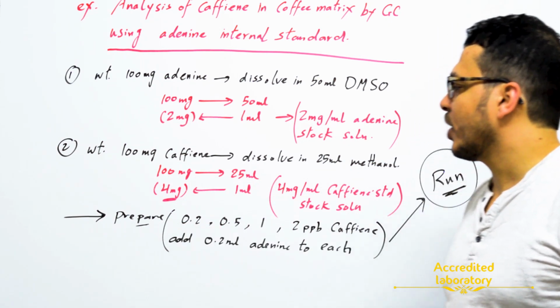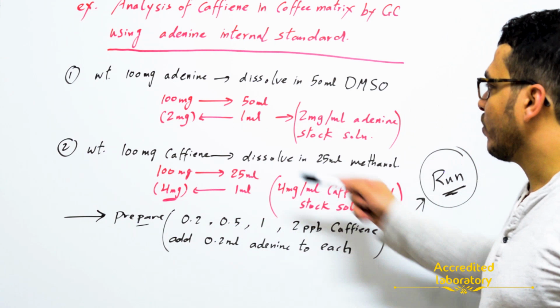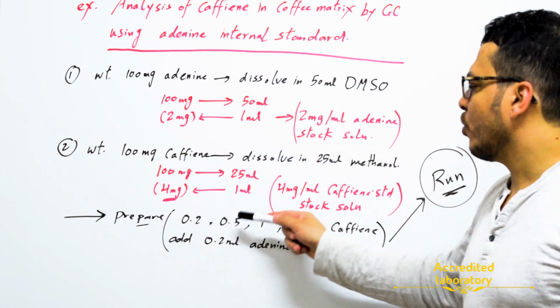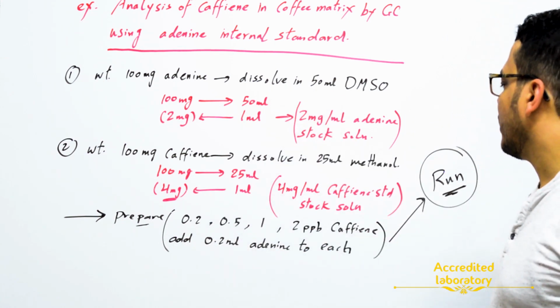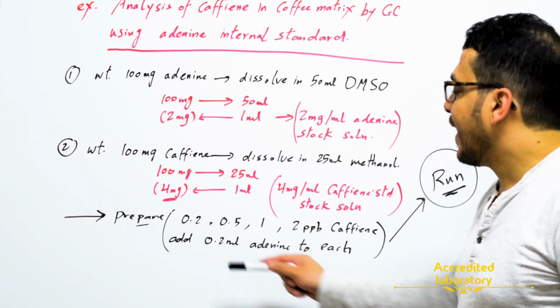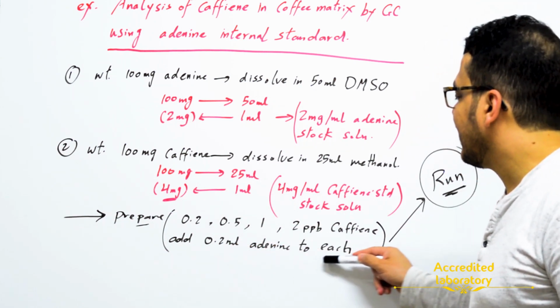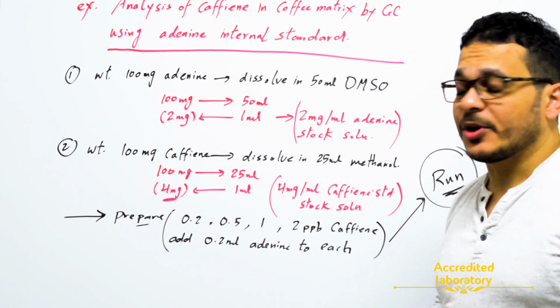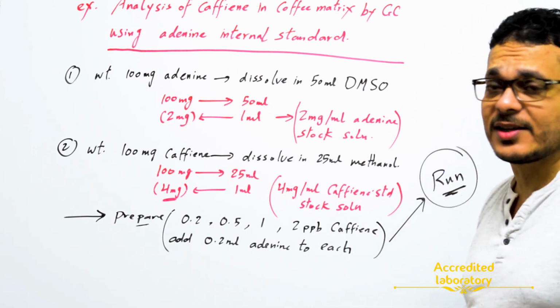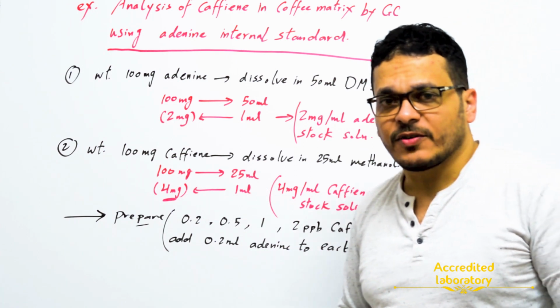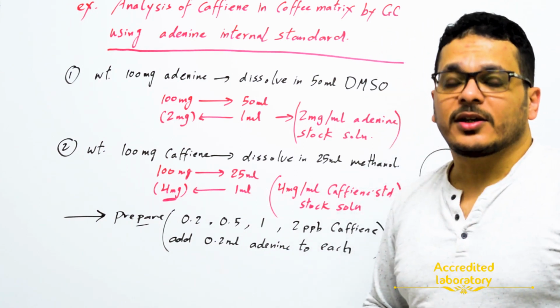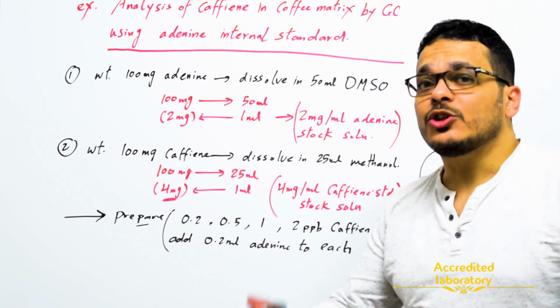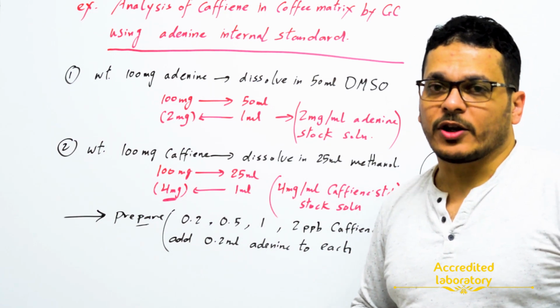Then you will prepare your calibration standards from these stock solutions, 0.2, 0.5, 1, 2 ppm caffeine, and add 0.2 ml adenine to each standard. Then you will run your calibration standards, and you will get your calibration curve. Then you will calculate response factor that will be used to calculate the concentration of unknown in the sample.